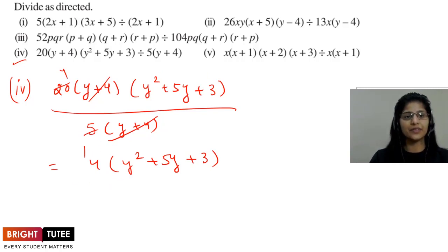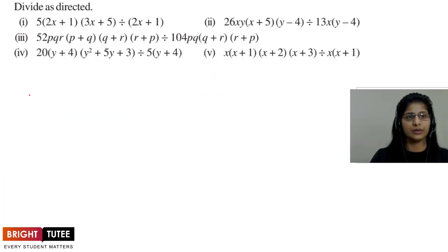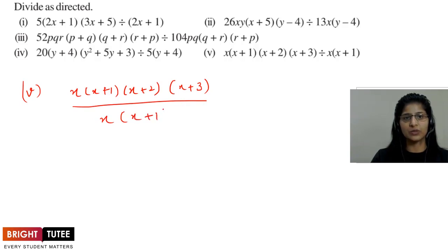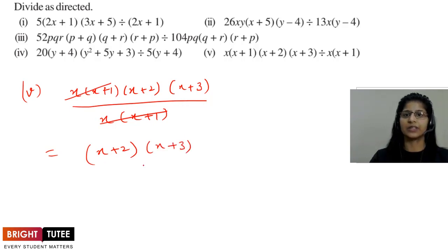This would be the final answer. Now let's try the fifth part. In the fifth part of the question, we are given x into (x plus 1) into (x plus 2) into (x plus 3), and the whole is going to get divided with x into (x plus 1). So see, this cancels with this. We are left with (x plus 2) and (x plus 3). This is the final answer. So this was, I think, the easiest question where all the factors were given and we could cancel easily by looking at the same terms.